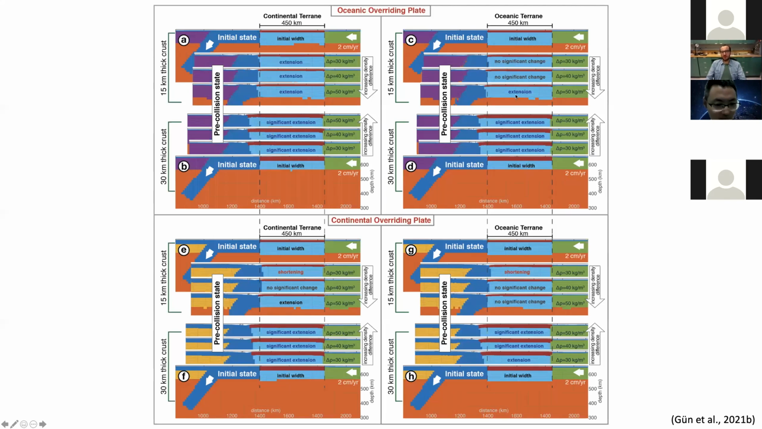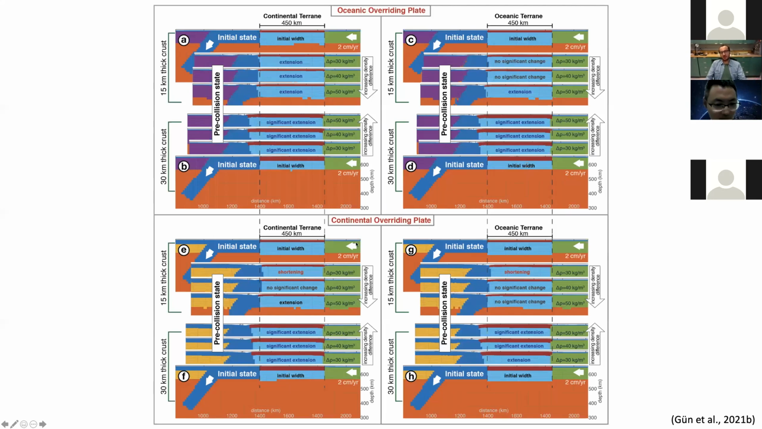If we look at the oceanic terrains, they show similar results. When the crust of the oceanic terrain or oceanic plateau is, let's say, 15 kilometer thick, we don't see any significant change here, actually. Maybe we can tell slight shortening in the mantle-lithosphere, but we don't see a clear extension here. But when we increase the thickness of the plateau crust, we again see significant extension. So this supports the idea that the thickness of the crust is controlling the deformation style.